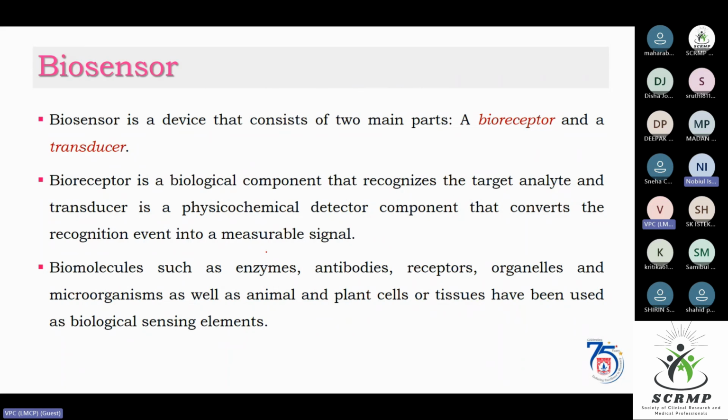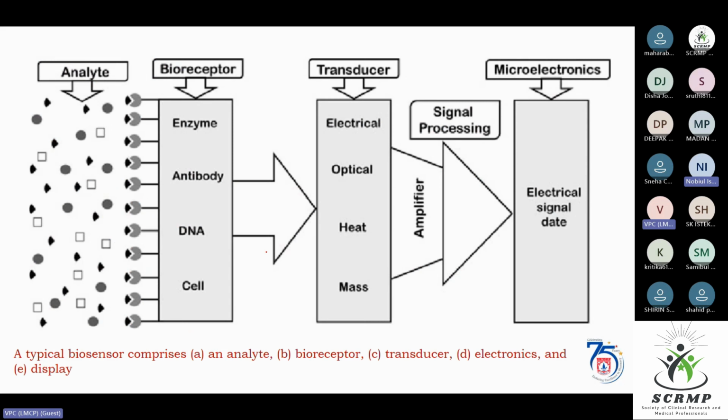And the simplest example is if you consider the pregnancy detection kit or your blood glucose level detectors which are nowadays available, right? So these are the simplest forms of biosensors, right? And that helps us to diagnose certain elements, right?